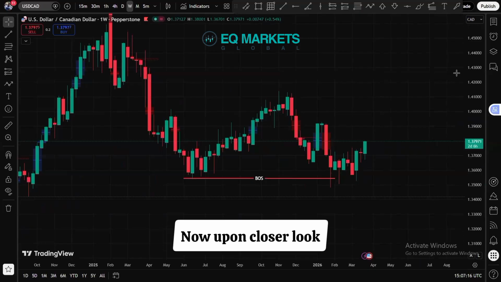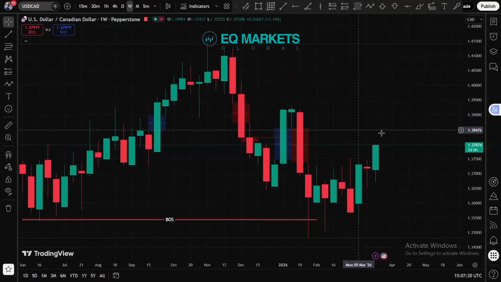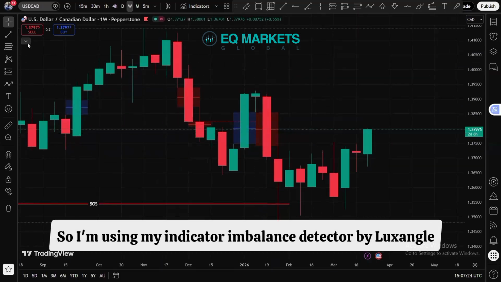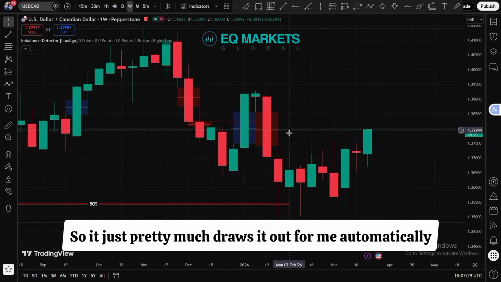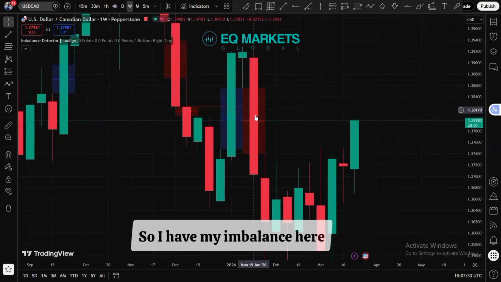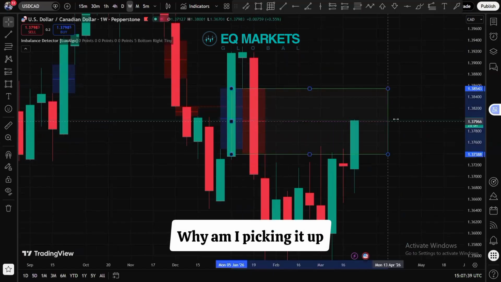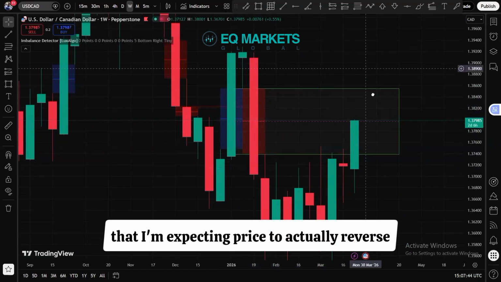Now, upon closer look, we can see some price imbalance that exists right there on a weekly time frame. So I'm using my indicator, Imbalance Detector by LuxAlgo, so it just pretty much draws it out for me automatically. I don't need to strain my eyes for it. So I have my imbalance here. I pick it up. Why am I picking it up? It's because that is a place that I'm expecting price to actually reverse.